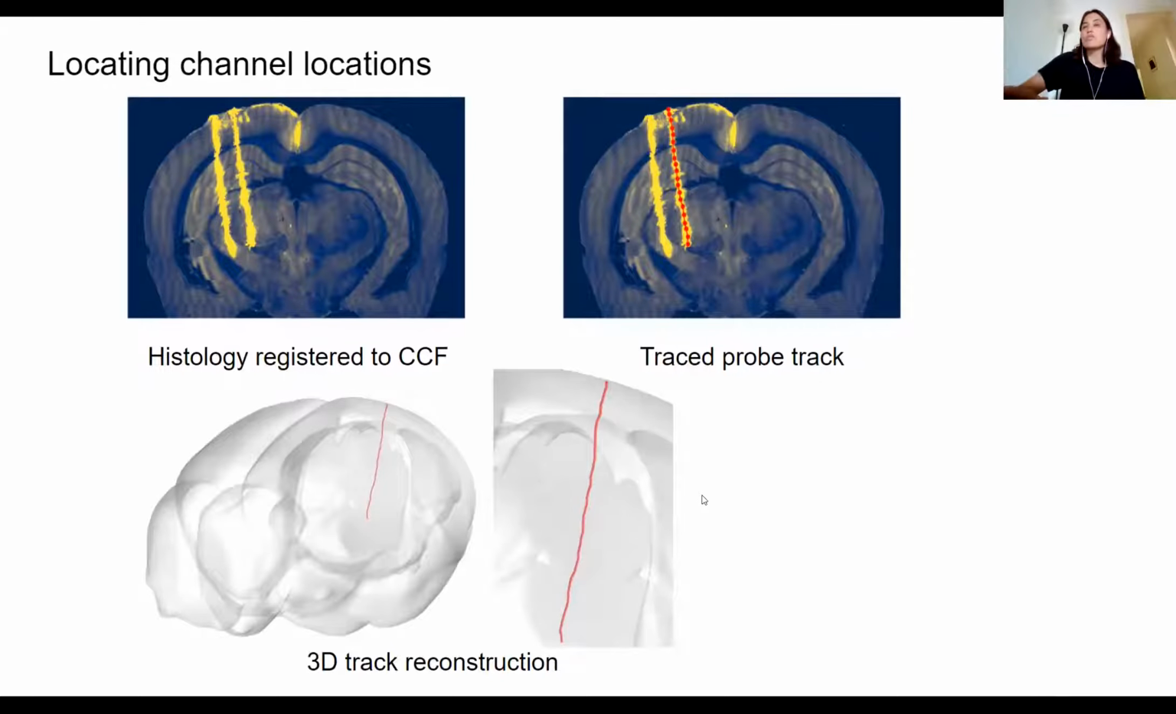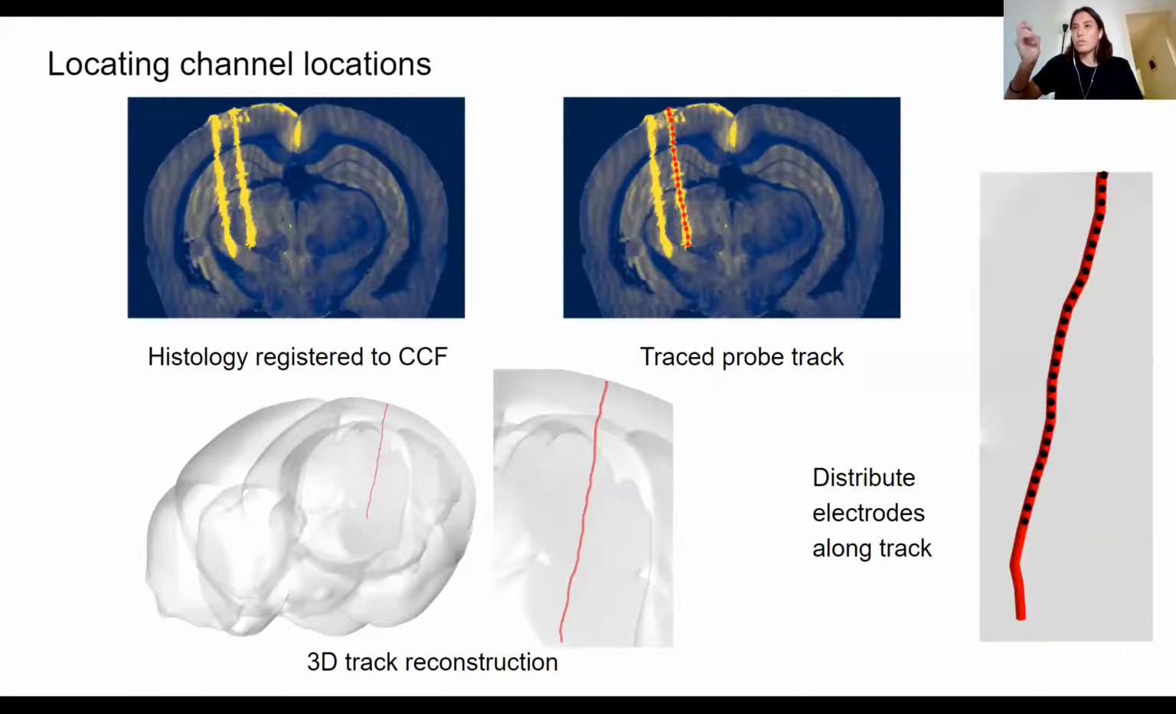And then you can use the initial geometry that you know from your probe. For example, for the Neuropixel 1.0, you would place the first electrode 200 micrometers from the tip of your trace track, and then distribute the remaining electrodes uniformly at intervals of 20 micrometers.